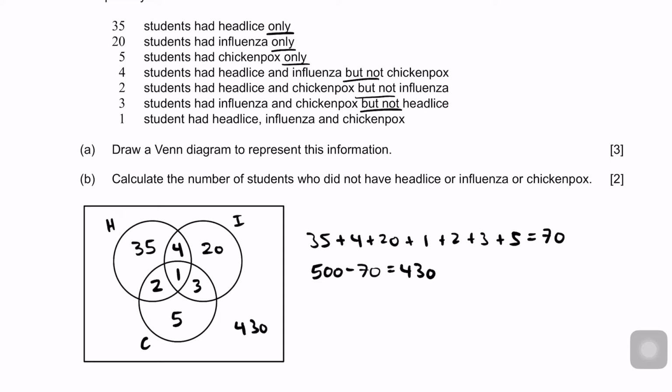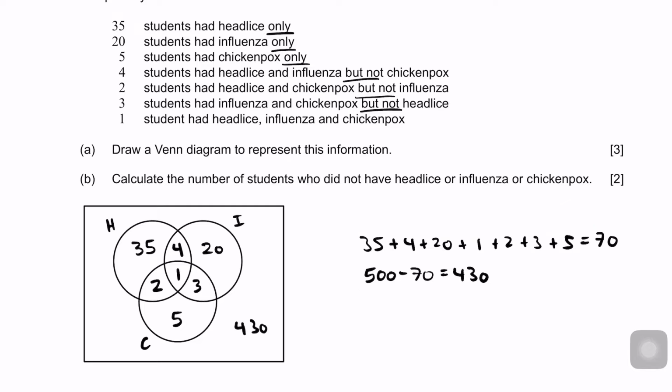Alright. Part B asks us to calculate the number of students who did not have head lice or influenza or chickenpox. I thought when I was reading this question that it was somewhat strange, partly because I feel like, in some sense, this first question, draw a Venn diagram to represent this information, the Venn diagram is itself incomplete insofar as we didn't have this. It would be incomplete if we didn't have the number of students who did not have head lice or influenza or chickenpox. But part B is asking us to find that missing piece, this missing piece right here. So there it is. I would just say one final thing.